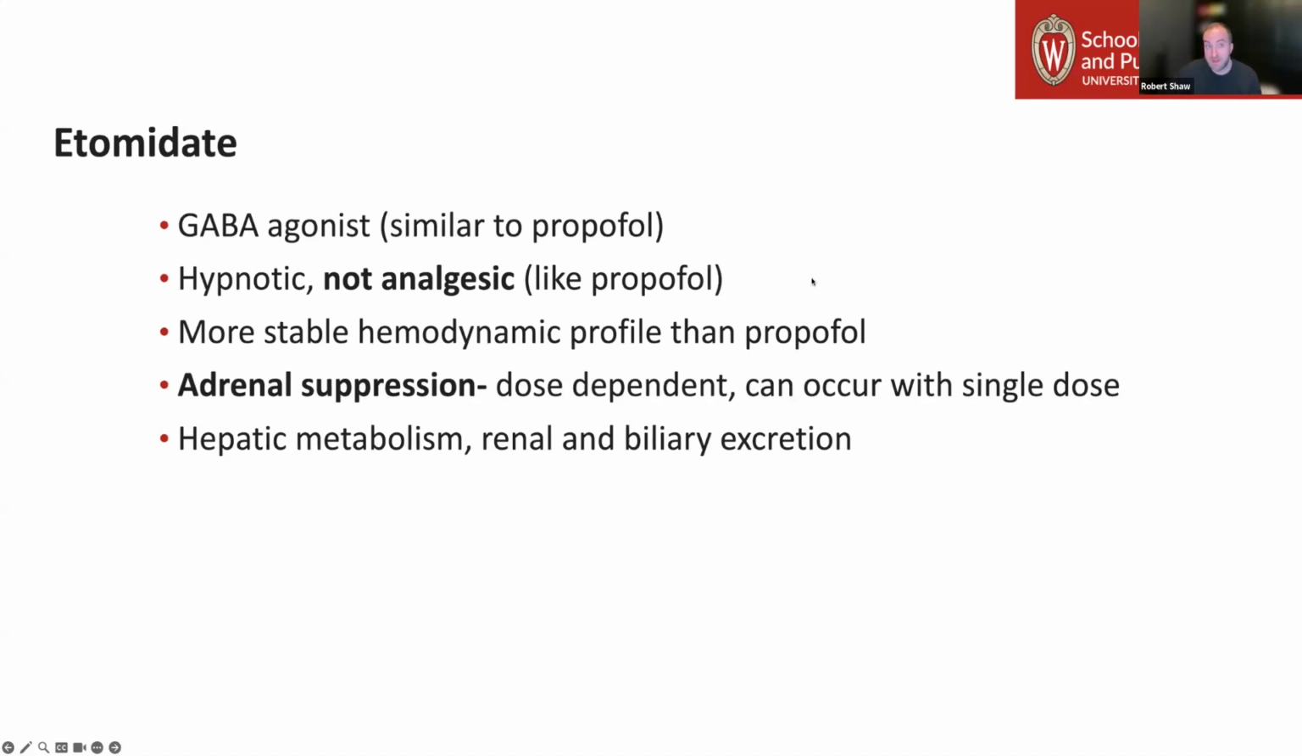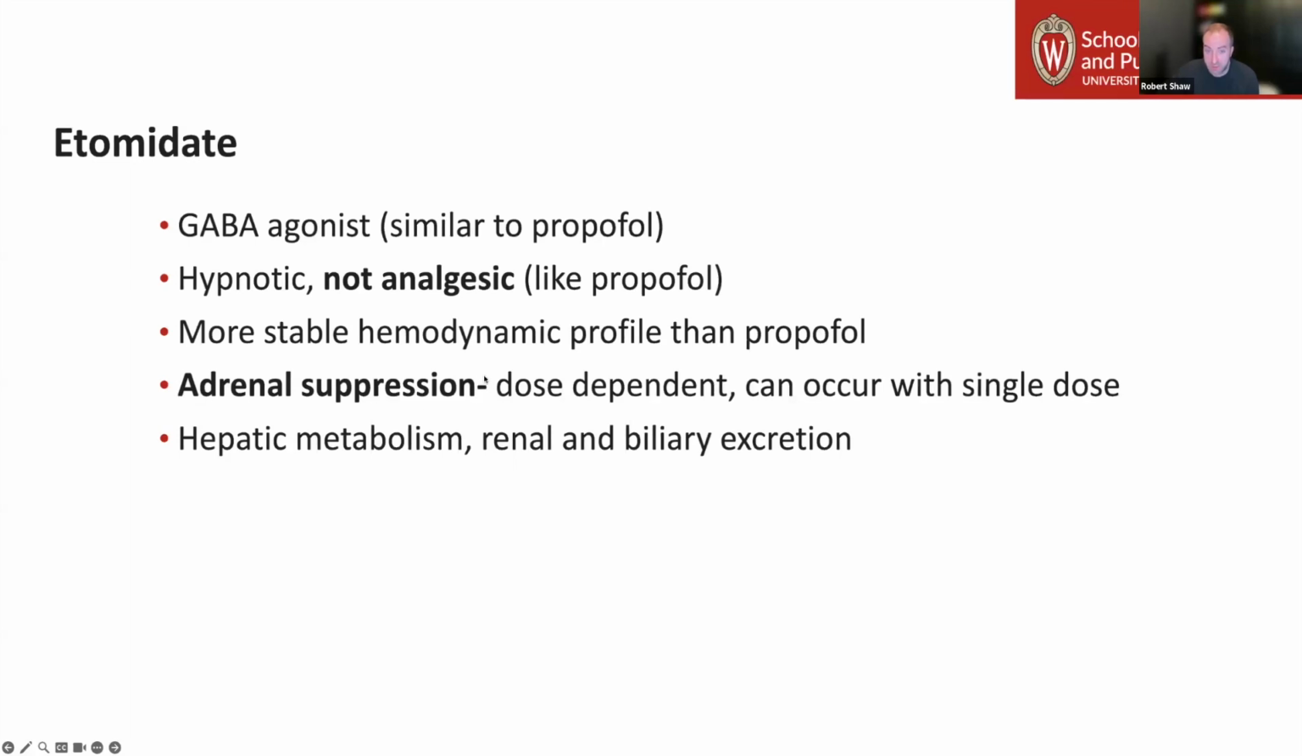All right, the last IV anesthetic that we're going to go more in depth to is etomidate. So etomidate is also a GABA agonist, very similar to propofol. Again, it is a hypnotic agent, but not an analgesic agent, like propofol. The benefit of etomidate, it does have a more stable hemodynamic profile than propofol, which we'll go over in the next slide.